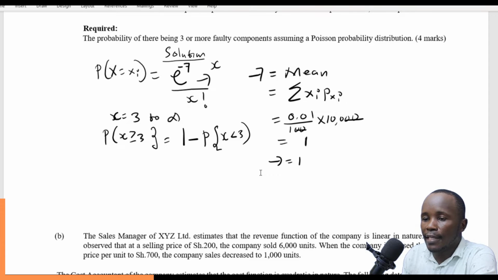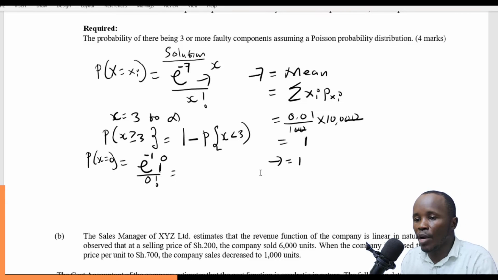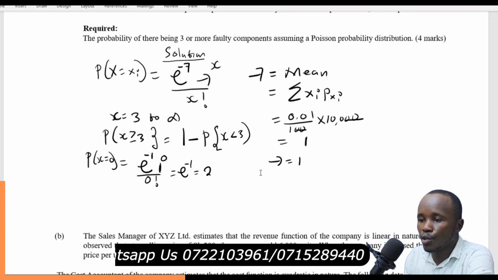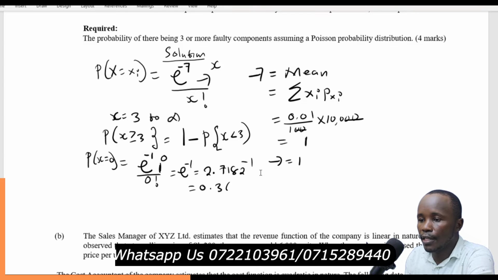So let's find the probability of x equals 0 first. Substitute in your Poisson probability formula. We shall have e power negative 1 because lambda is 1, then 1 power 0 because x is 0, divided by 0 factorial. This 1 power 0 is 1. Any number raised to power 0 is 1. 0 factorial is 1. So here it is e power negative 1. If you use your calculator, this is 2.7182 power negative 1, which is 0.3679.